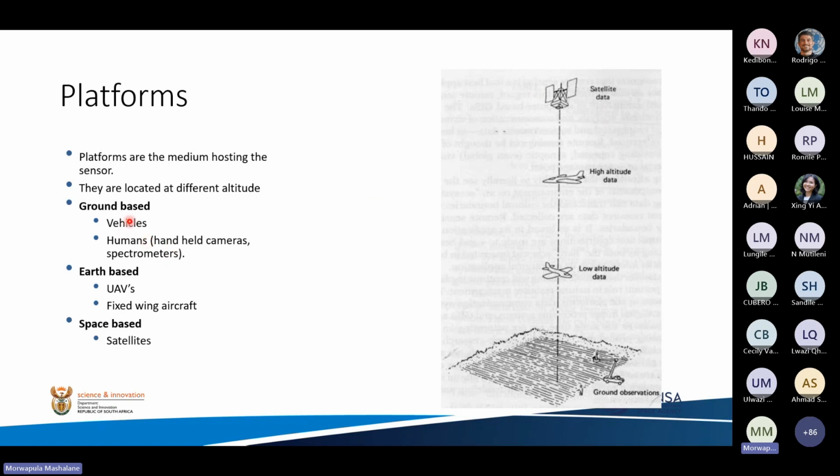And then we have ground-based sensors. If you have your spectrometer, you go to the field and try to take spectral signatures. If there's a vehicle taking photos in the field as well, that is one of the platforms used. And then we have your unmanned aerial vehicles. Those are your drones, which are the current technological advancement.